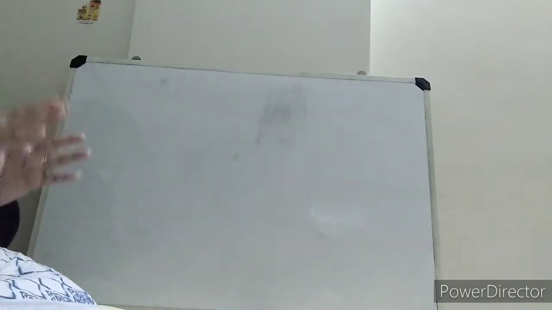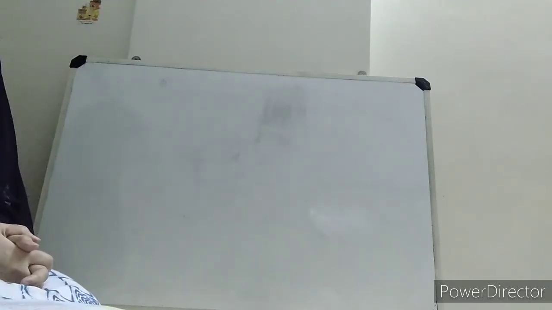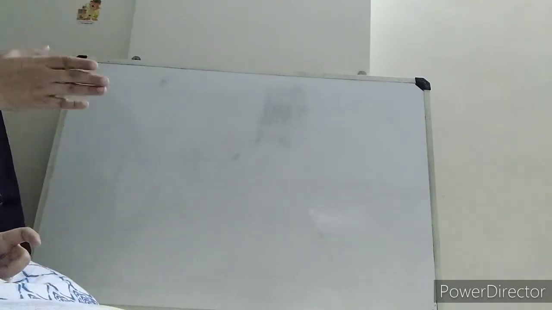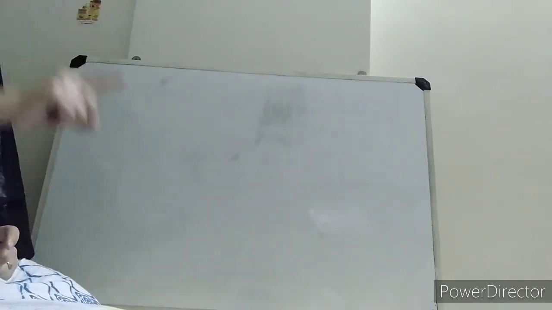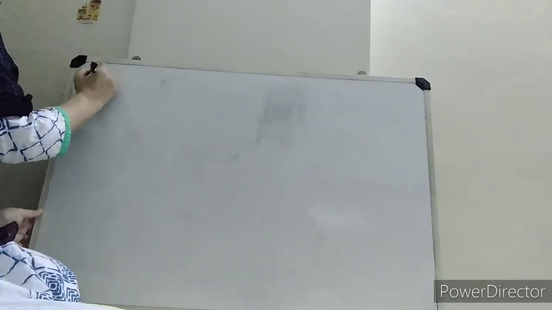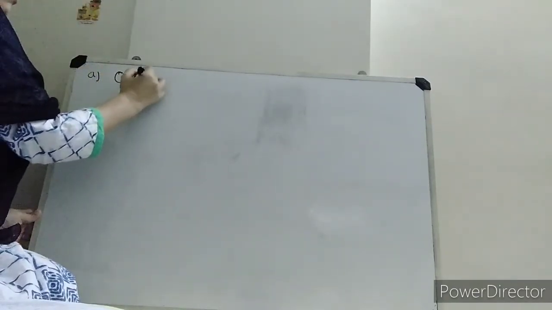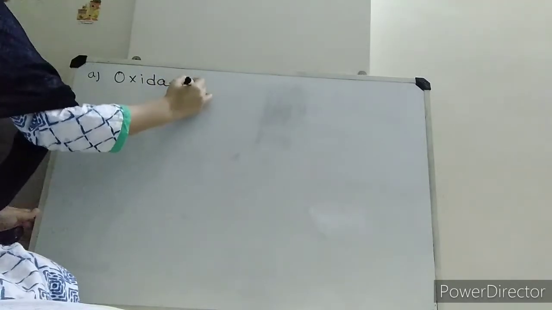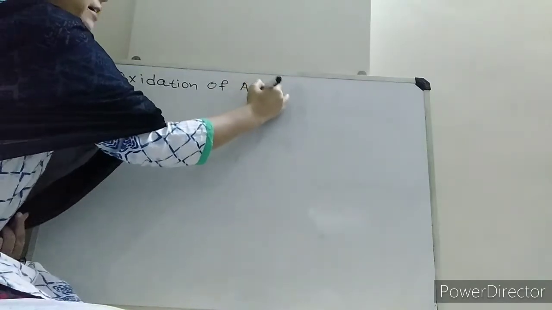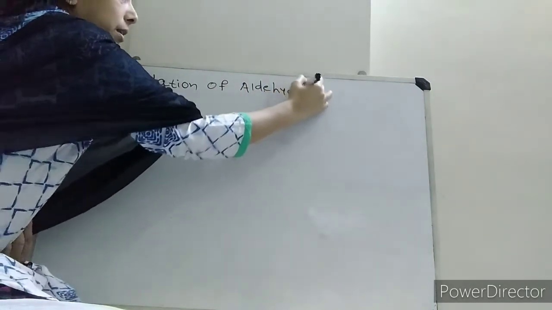There are a total of 8 chemical reactions, and in addition the oxidation and the reduction reactions of the aldehyde and the ketone. So first we will start with the oxidation and the reduction reactions of the aldehyde and the ketone. Let us start with the first one, oxidation. Oxidation of aldehyde and ketone.